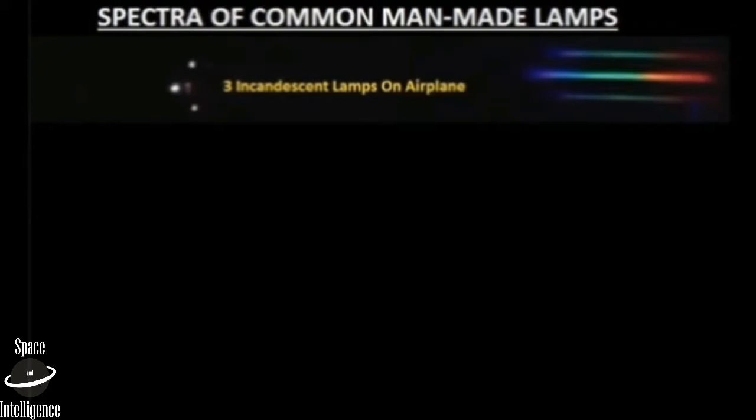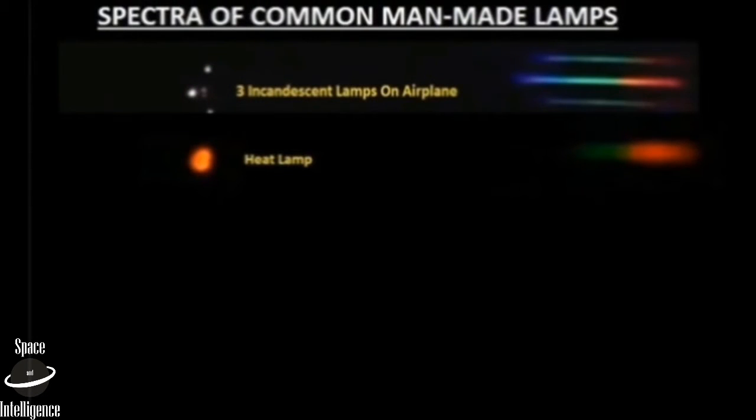Let's look at several man-made lamps. First, incandescent. Here we have an airplane with 3 incandescent lamps. You can see the spectra on the right, which is a continuous band of light from the blue to the green, yellow, and red. There are other types of lamps. A heat lamp. Notice that it's also a continuous band of emission of light. However, it's concentrated in the red, and yes, near infrared that we can't see here, with virtually no blue.